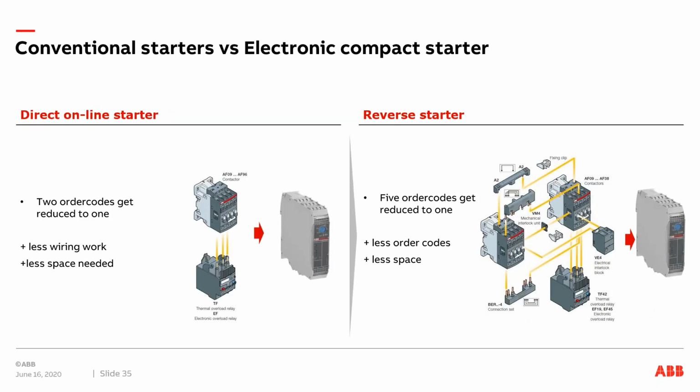So this is the difference what I can show you over here. See, direct online: a contactor and an overload is replaced straight away by an electronic compact starter. Less wiring and less space needed, and just imagine the space saving you can get with a reverse starter. Two contactors and an overload and all the connections are replaced straight away by one compact starter.